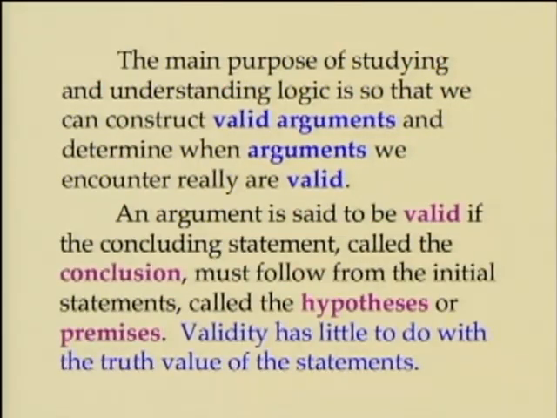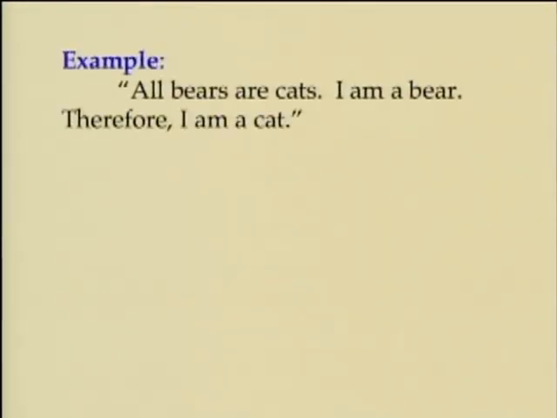Now, the word valid, what I mean by that is that you take a concluding statement called a conclusion, and that has to follow from all the initial statements, which sometimes are called hypotheses or premises, either one. They're both correct. But the point is that the argument itself has very little to do with the truthfulness of those statements. It's whether or not the conclusion has to follow from the statements. So let me give you a couple of examples.